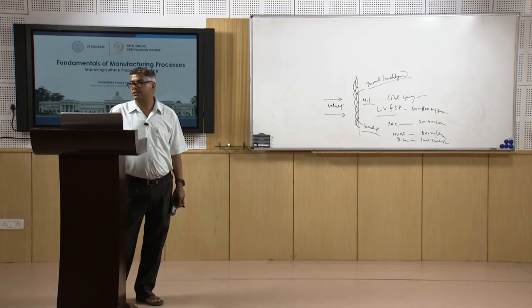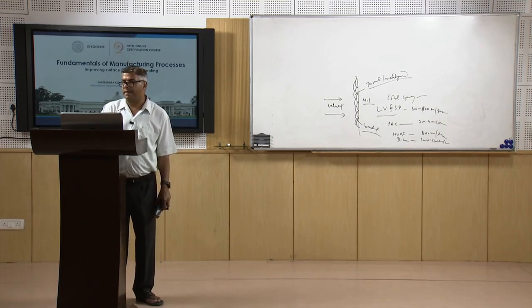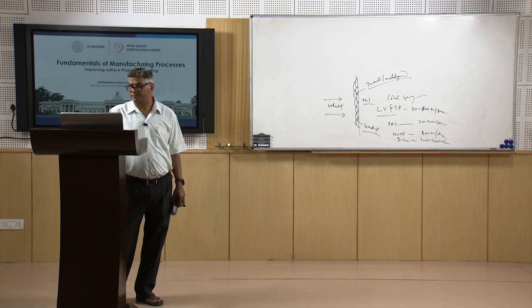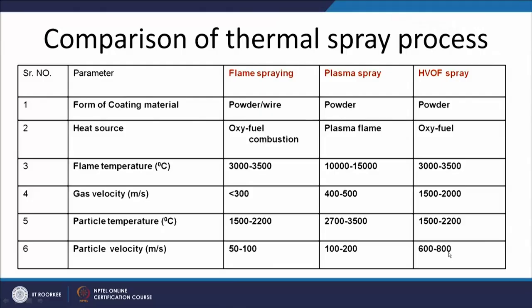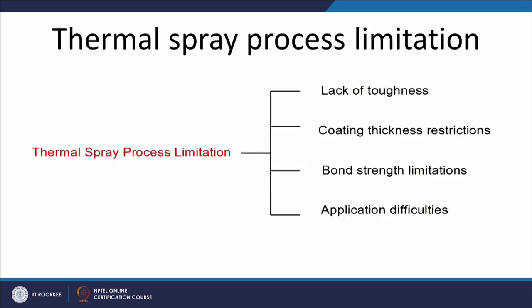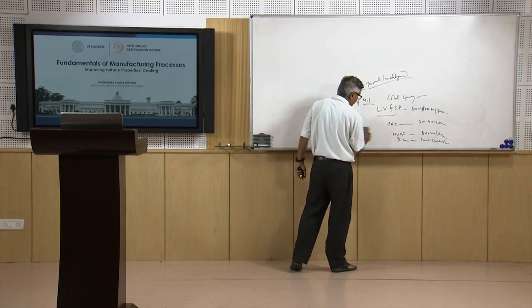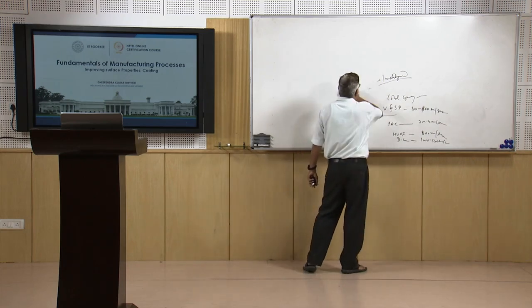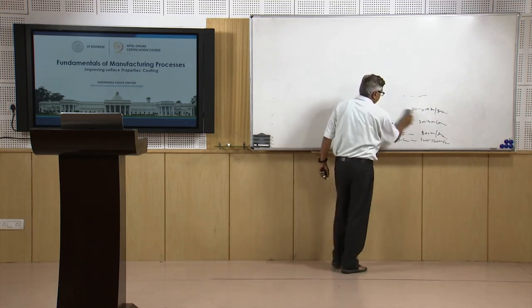Particle velocity determines the bonding to a great extent, and the particle velocity is very low for flame spraying. It is 50 to 100 meters per second, while it is 100 to 200 for plasma spray, and for HVOF spray it is 600 to 800 meters per second. So different processes lead to different particle velocities and maximum temperatures, and accordingly the cleanliness and the soundness of the coating will be determined.